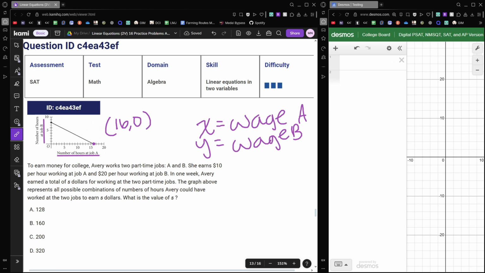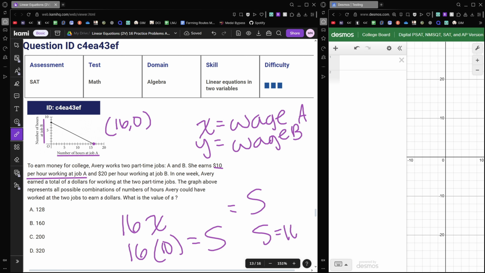16 is our x value, so that's going to go with the x. And then 0 is our y value, so that's going to go with the y. And we know this is equal to S. Now we can just go ahead and completely get rid of this 0y because anything times 0 is just 0. And now we note that x is the wage at job A. And if we look at the information given to us, we know she earns $10 per hour working at job A. So we can substitute 10 in for x. 16 times 10 is equal to S. S is equal to 160, which means our answer will be B.